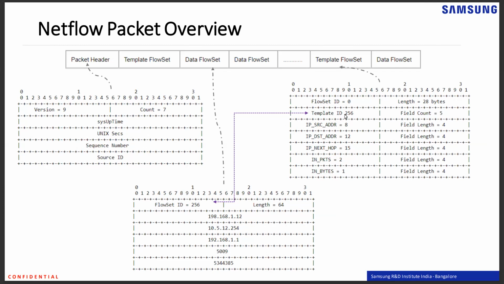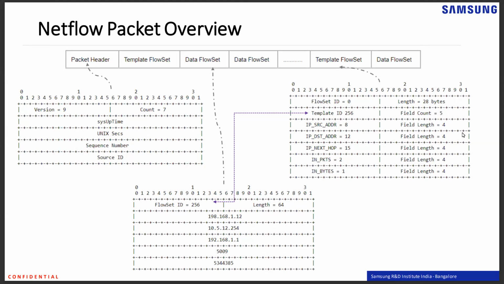For example, we have a template ID of 256, and it says that it has a field count of 5. So it is very clear that this template is explaining something that has 5 fields in it, and then it identifies all the 5 fields. The left hand side is the fields, and the right hand side depicts the sizes of the fields in bytes. So IP source address has a length of 4 bytes and so on.